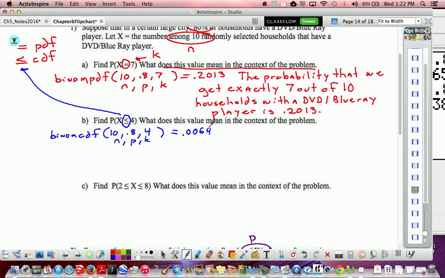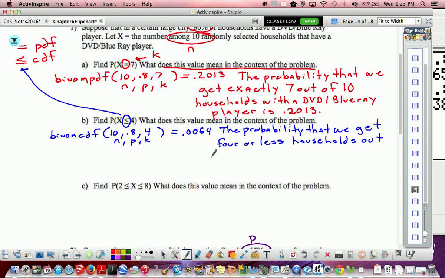So, how do we interpret this? Well, the probability that we get 4 or less households out of 10 that own a DVD Blu-ray player is 0.0064.